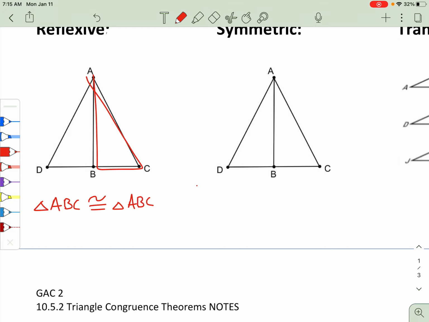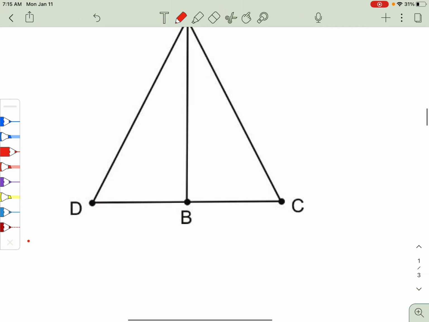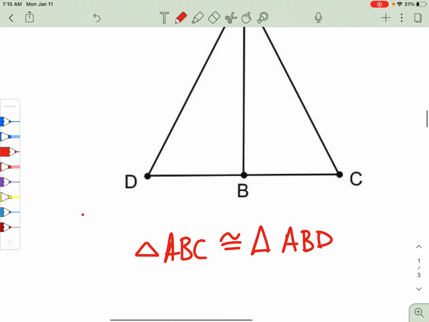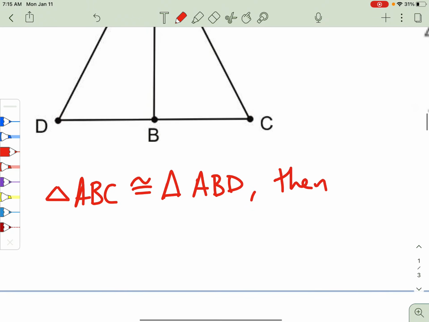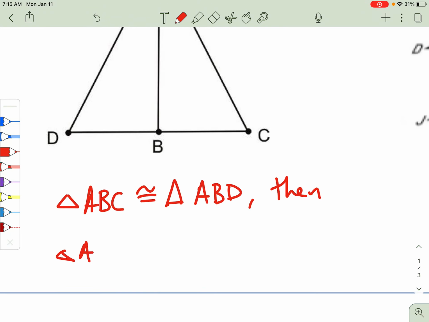All right, symmetric states that if triangle ABC is congruent to triangle ABD, then it must also be the same case the other way around. So then triangle ABD has to be congruent to triangle ABC.